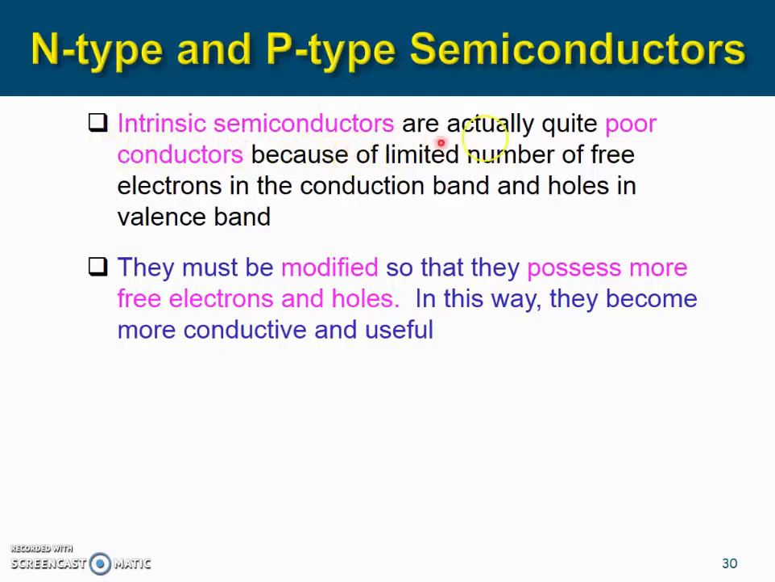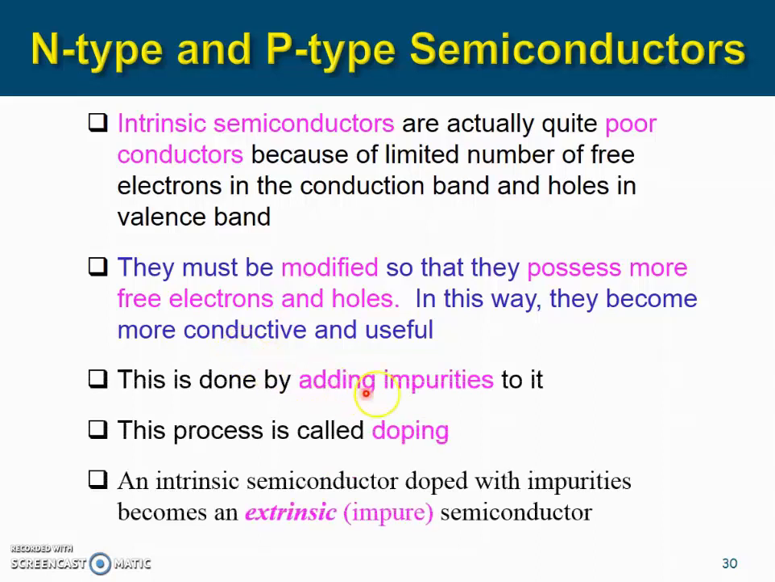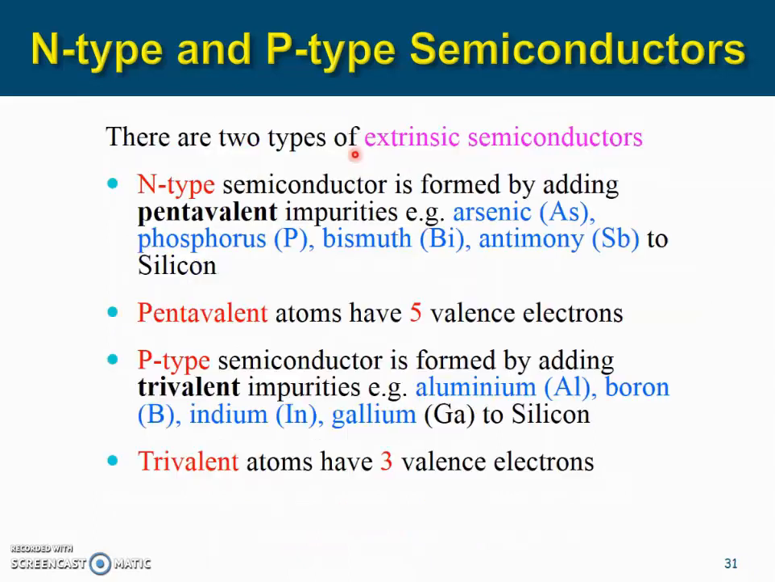Intrinsic semiconductors are poor conductors. They must be modified in order to possess more free electrons and holes, so they can be more conductive and useful. How can this be done? It is by adding impurities, and the process of adding impurities is called doping. Once an intrinsic semiconductor is doped, it becomes impure and is called an extrinsic semiconductor.